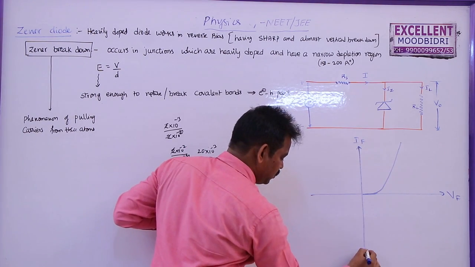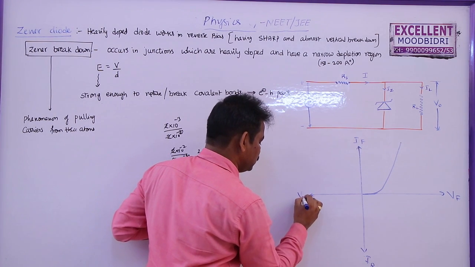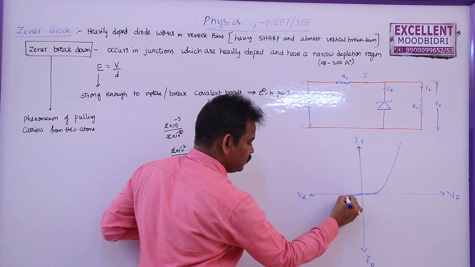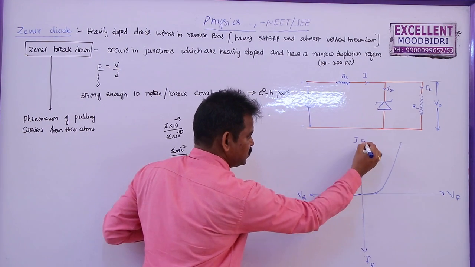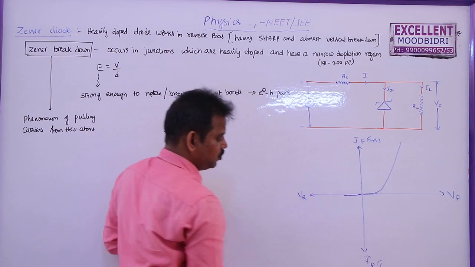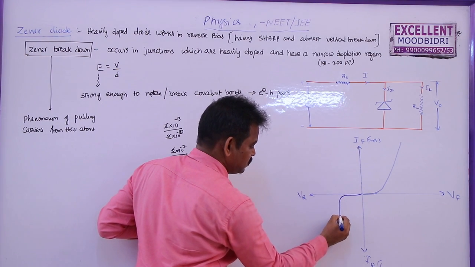But if you take the reverse current and the voltage in reverse bias, this will be a curve which is measured in microamperes here. This is milliamperes. This is microamperes, due to the current from minority charge carriers. Afterwards, this will be like this.